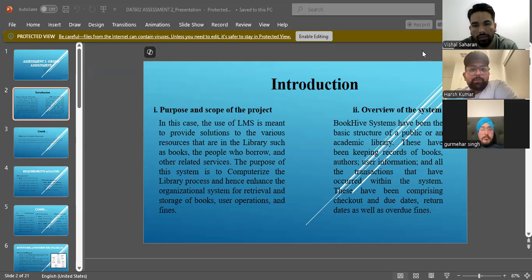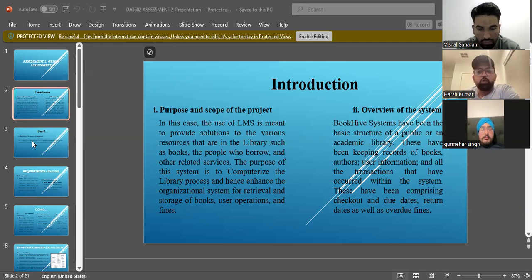Okay. Hello, Professor. This is our presentation, and it will be presented by myself, Harsh Kumar, Vishal, and Gurmeher. Let's begin with the introduction. What was the purpose and the scope of the project? In this case, the use of an LMS is meant to provide solutions for the various resources in the library, such as books, the people who borrow, and other related services.